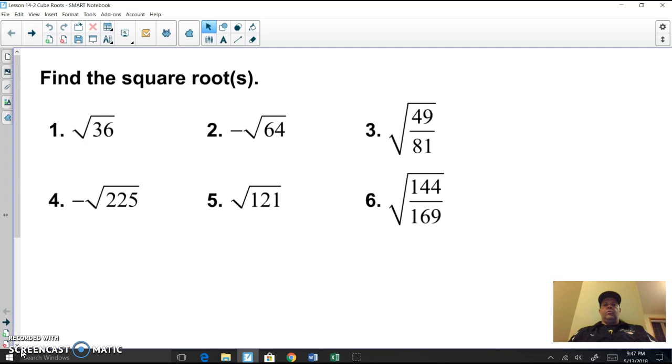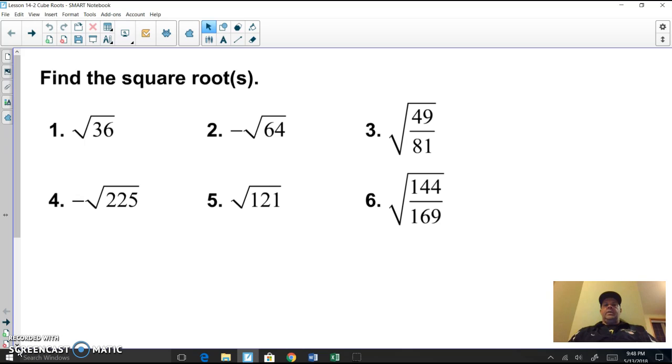So, for a warm up for today, I would like for you to please solve the first 6 warm up problems and find the square roots of these. Please pause the video, take attendance on PowerSchool, and I'll be back with the answers shortly. Thank you.